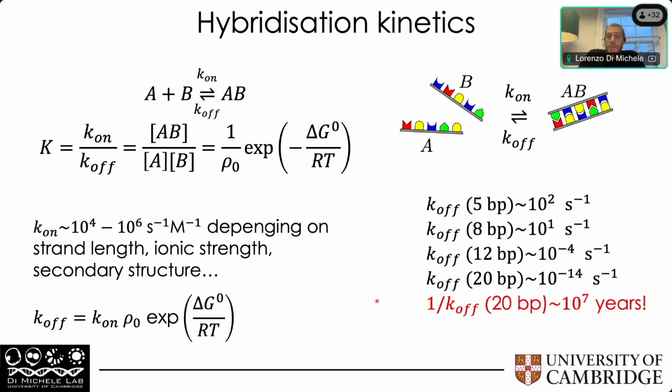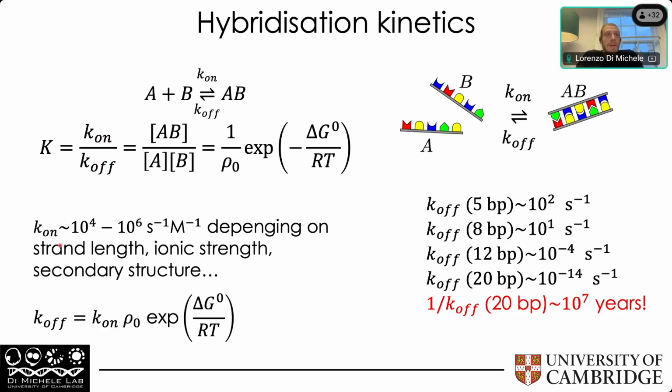Very, very quickly, I wanted to touch on the kinetics of DNA interactions because that's also quite important. So if you go back to our chemical equation of DNA molecule A binding to DNA molecule B, you can define a binding rate that you call k_on, that's a second order rate constant, and you can define an unbinding rate, which is the k_off. And you can link this to the equilibrium constant the usual way. So k_on divided by k_off is equal to the equilibrium constant.